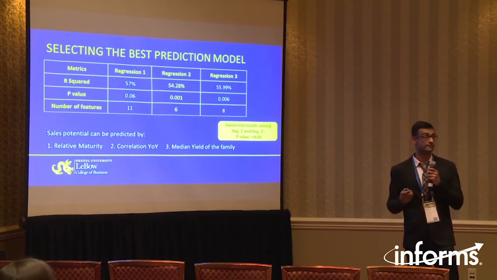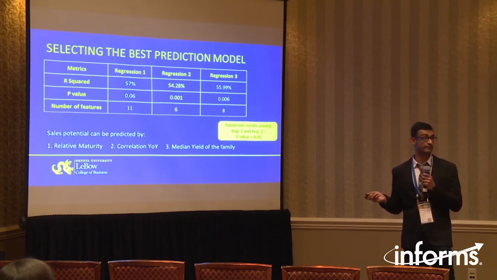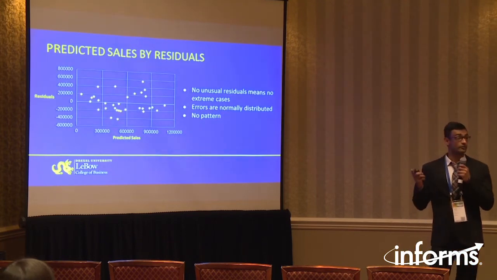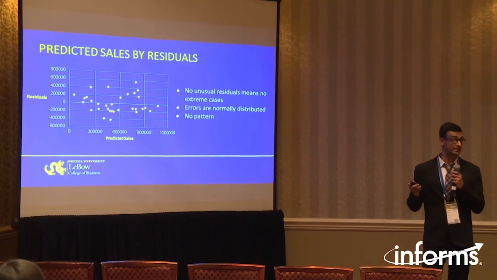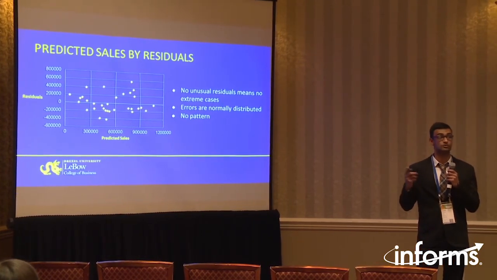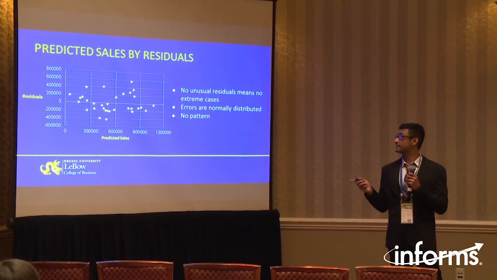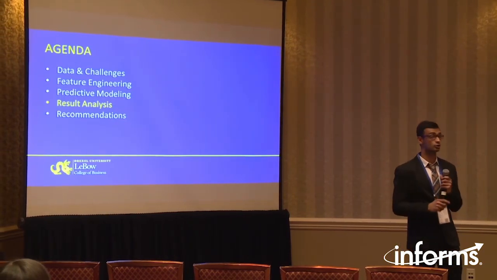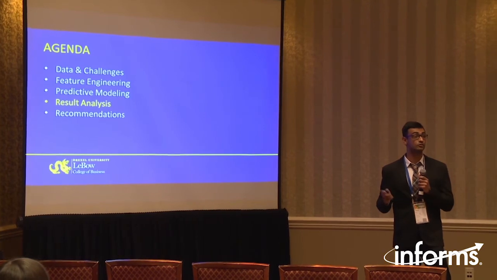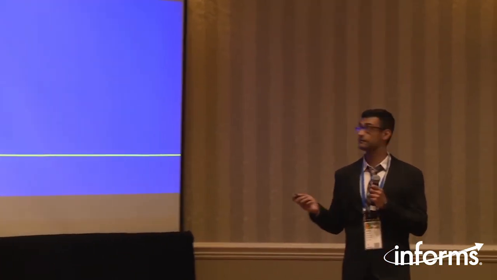As per our results, we find that the sales potential can be strongly predicted by the relative maturity, the correlation year over year, and the median yield of the family. Again, we check to see if there are any other outliers or extreme cases within our data, and we find that there's no clear pattern and no unusual residuals whatsoever. So now that we've understood how we built our models, let's look into the specific results that they gave us.